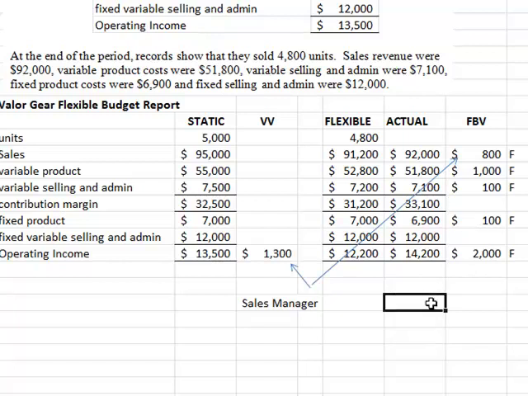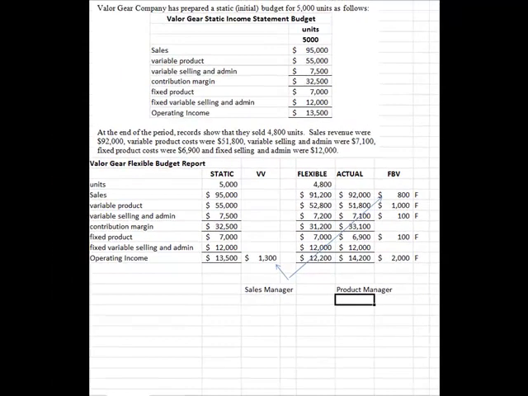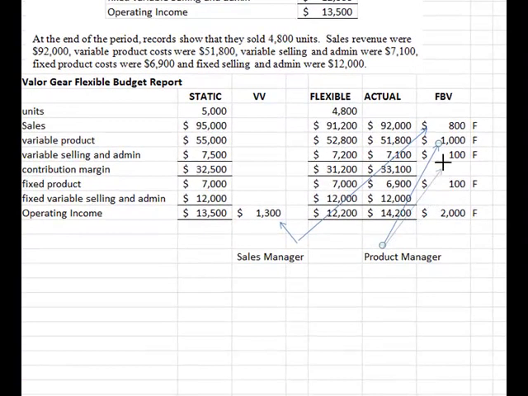But the product manager would like to take credit for keeping these costs down, the product cost. So we keep the variance separate because different managers are responsible for controlling different pieces.